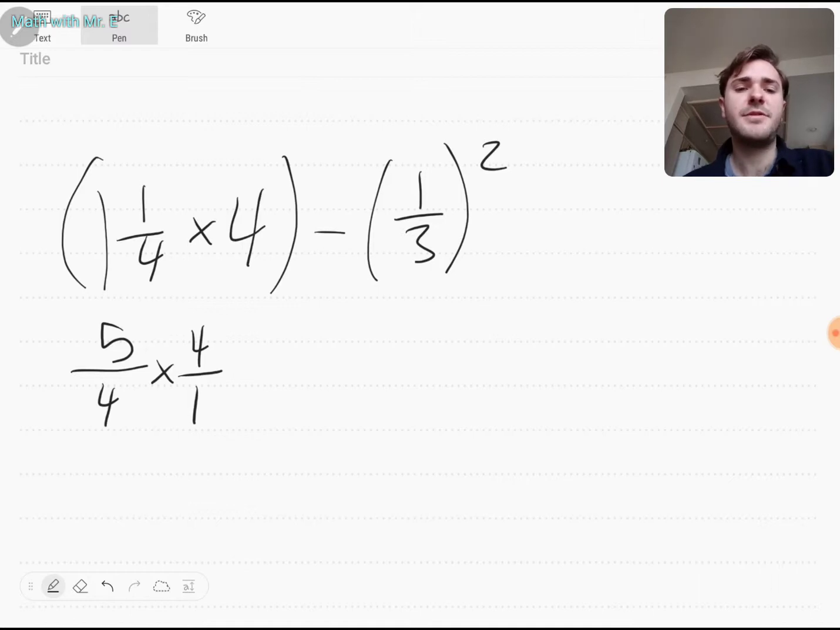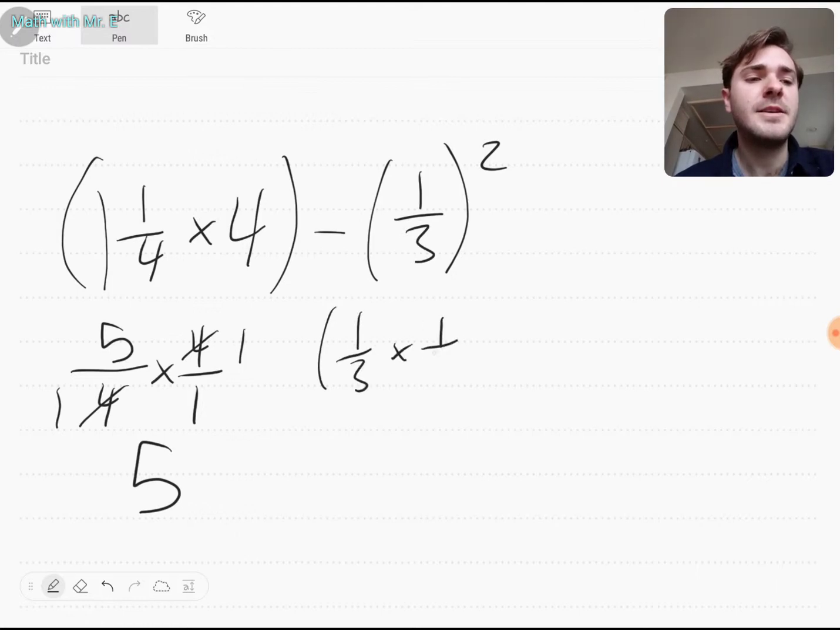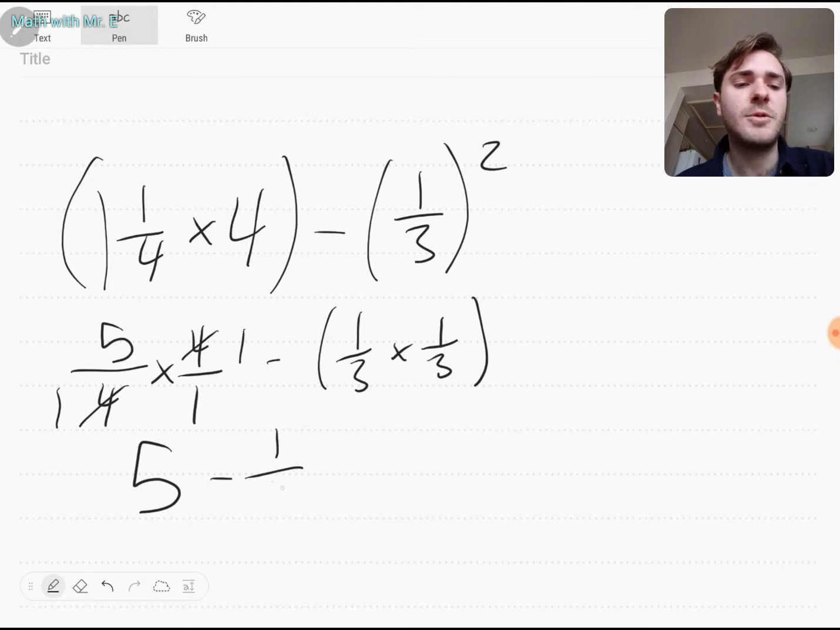Okay, now we'll go ahead and simplify. So 4 and 4 can both be divided by 4. So that leaves us with 5 times 1 over 1 times 1, which is just 5. Okay, then 1/3 squared is the same thing as 1/3 times 1/3, so we will rewrite it as that. And then we just multiply, so 1 times 1 is 1, 3 times 3 is 9, so that leaves us with 5 minus 1/9. So then our last step, of course, is just to do that subtraction.